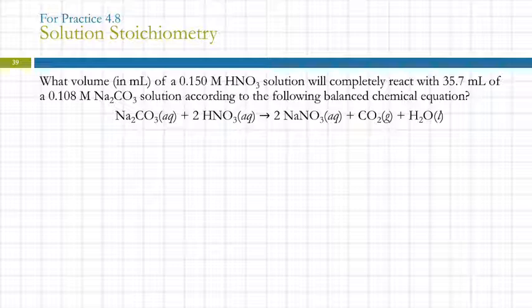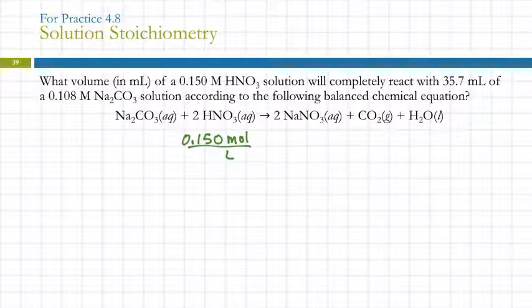So I've got a molarity for the nitric acid. So that's 0.150. Should I write capital M? Or should I write moles over liters? I should write moles over liters because then my brain says, ooh, that might be a conversion factor.